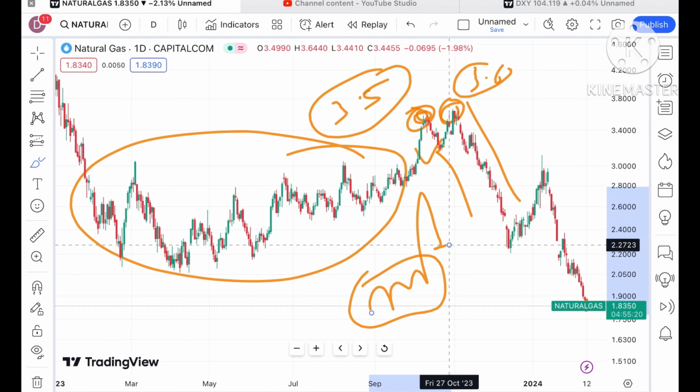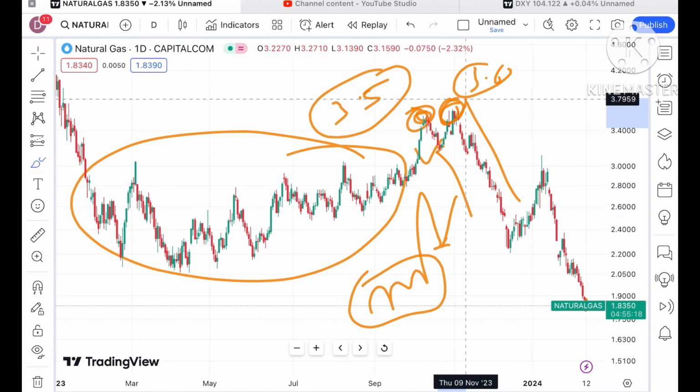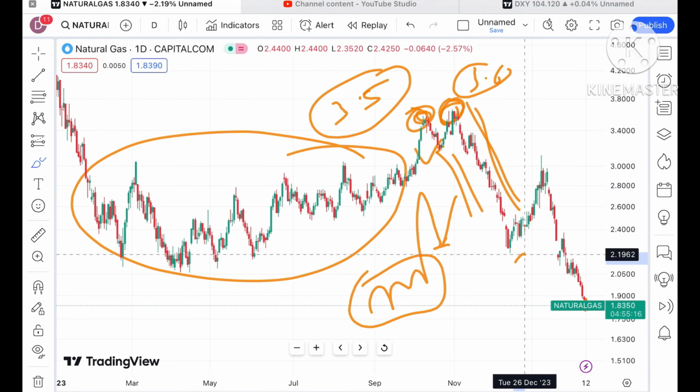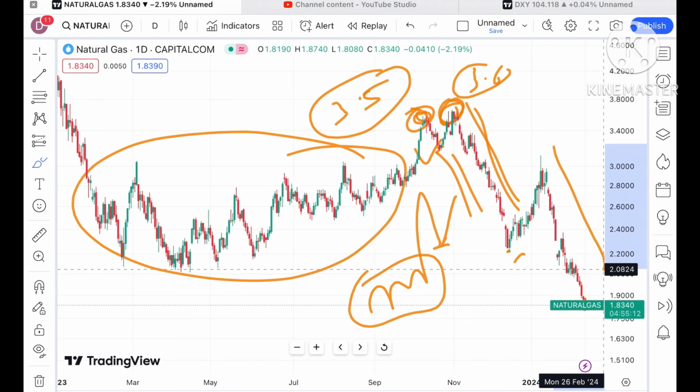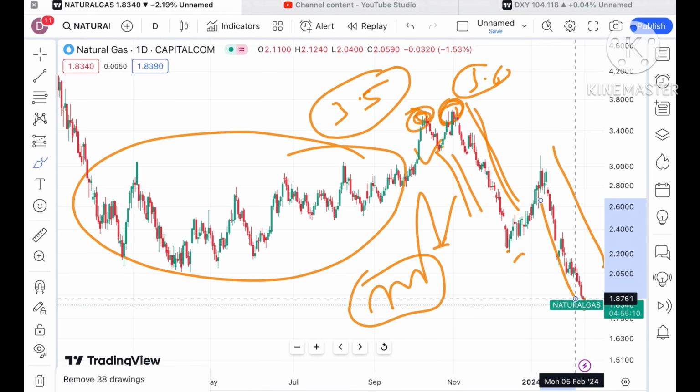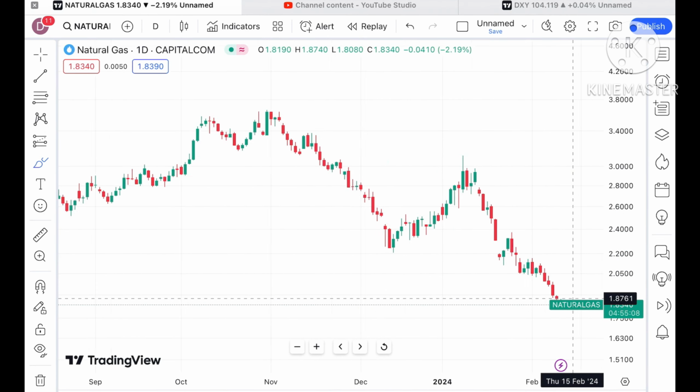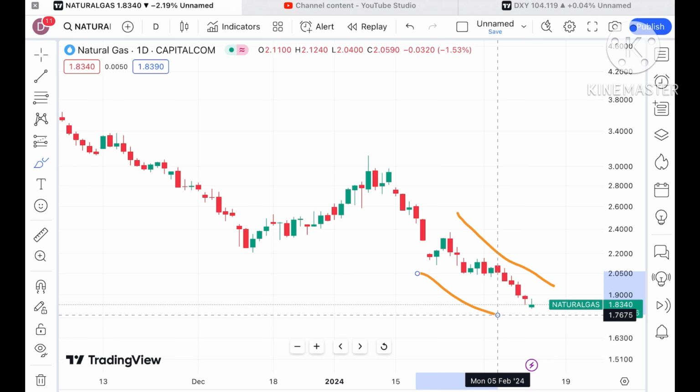Mostly it comes because if there is a zone breakout and it goes up, then a bounce back comes from here and goes upside, and then 3.6. After that there is a downfall. After this downfall, it made a low of around 2.2, and from there is a continuous fall.